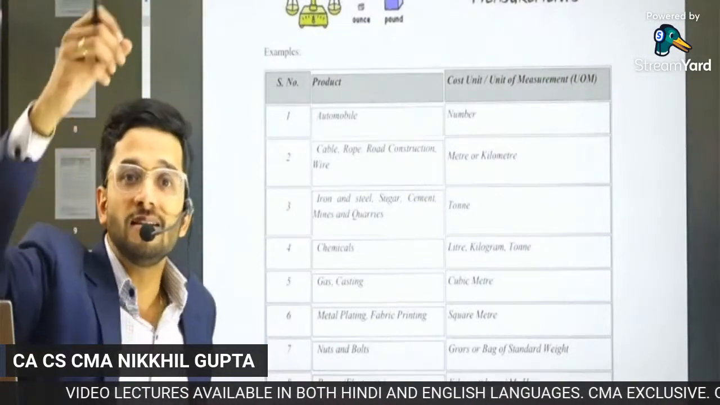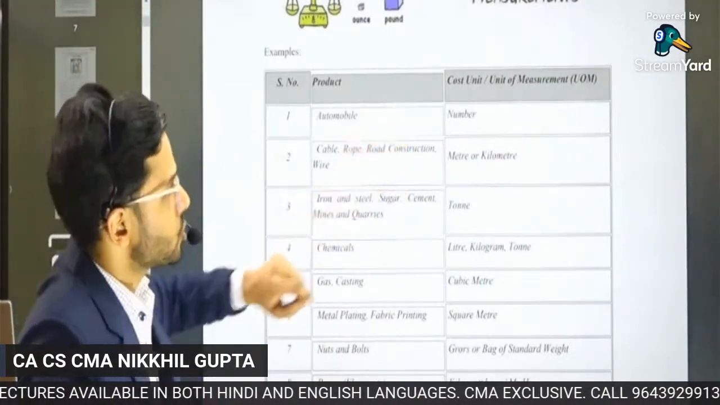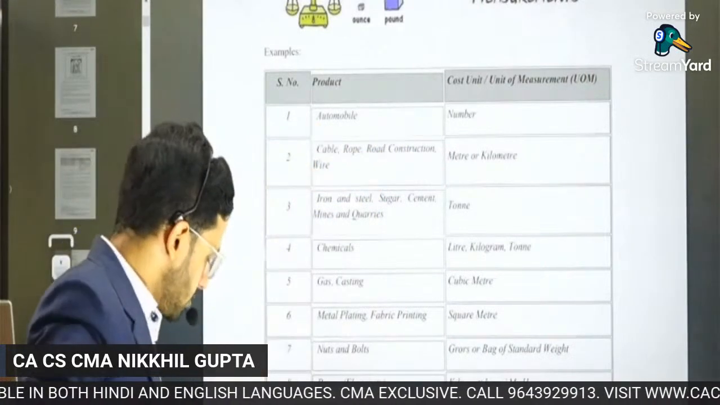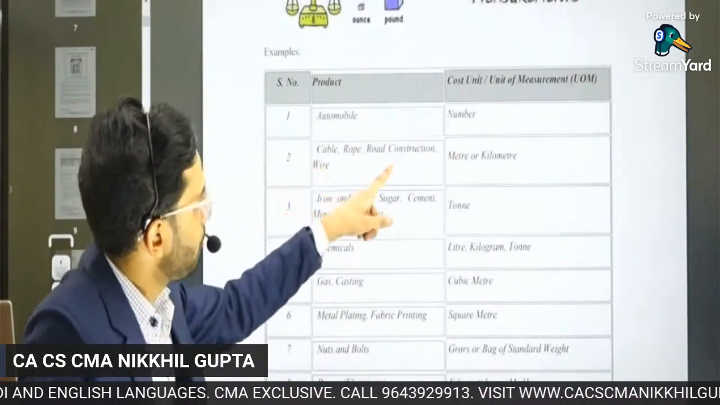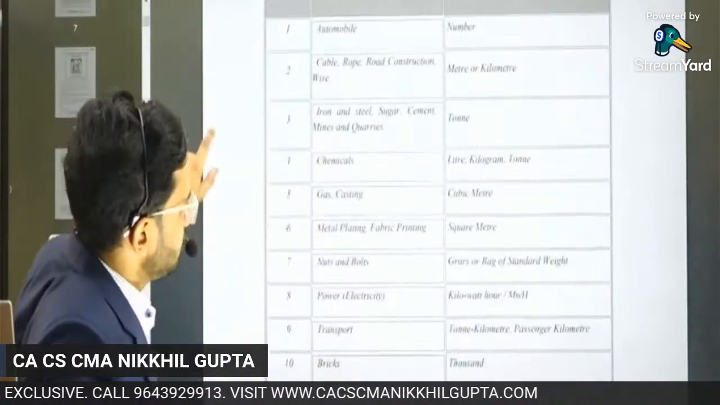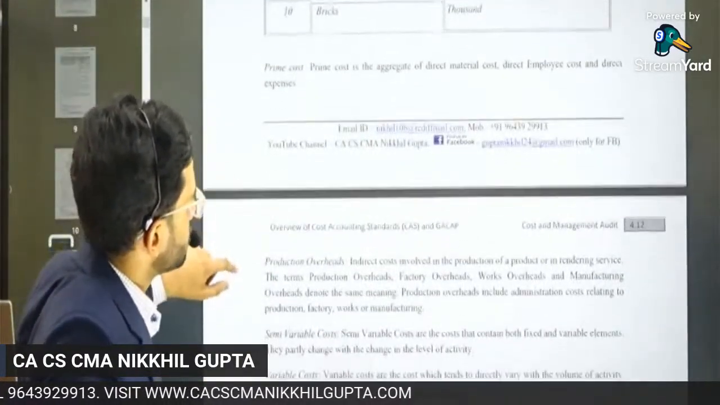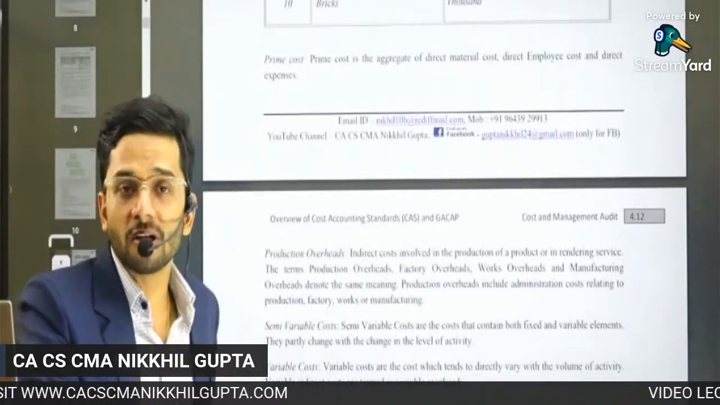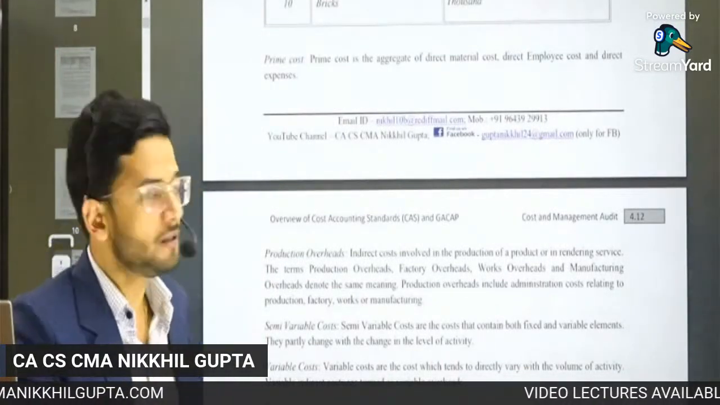There are certain examples also, and guys, these examples are directly lifted from the cost accounting standards. So the cost accounting standards give you standards of cost units. What should be the cost unit? In case of automobile, the cost unit should be number. For cable, rope, road construction, wire, it should be meter or kilometer, etc. These are the units in which a particular product should be measured.